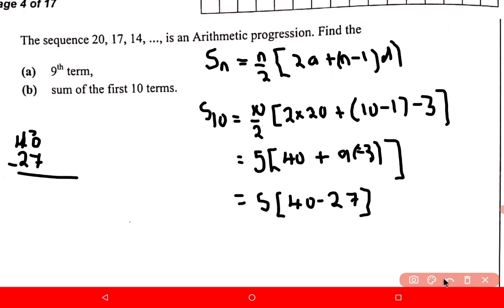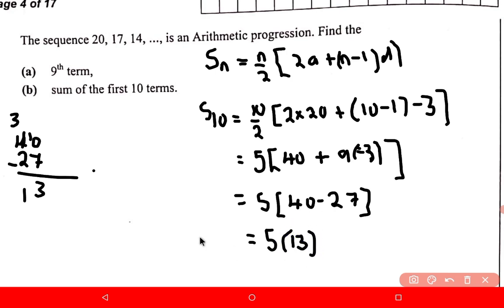Okay, so when we borrow 1, this one here will be 3. This will be 10, so that is 3, so that's 13. 10 minus 7, that is 3. 3 minus 2, that is 1. So this has given us 13.